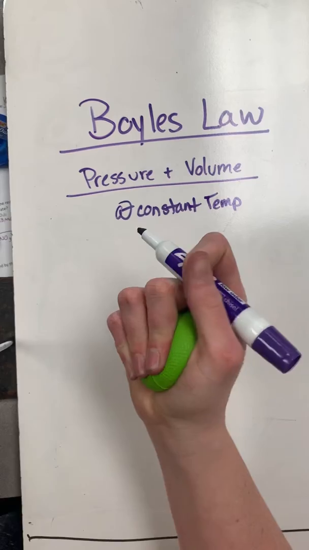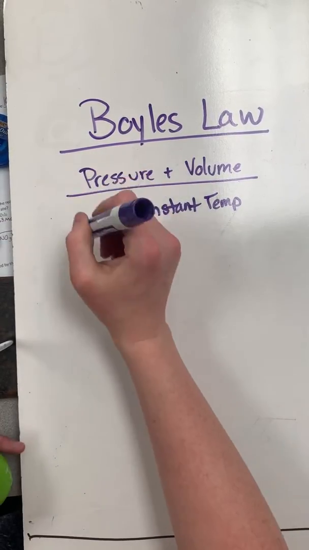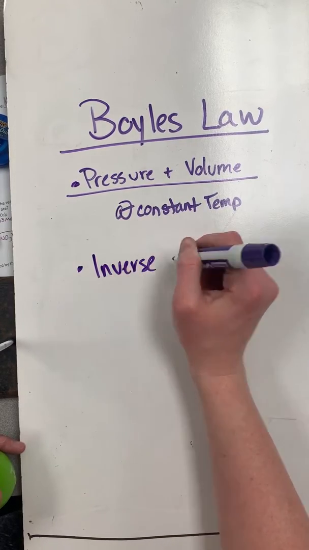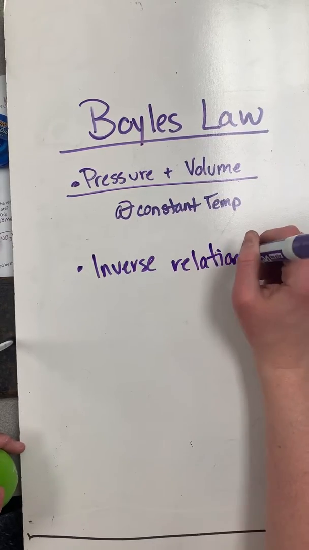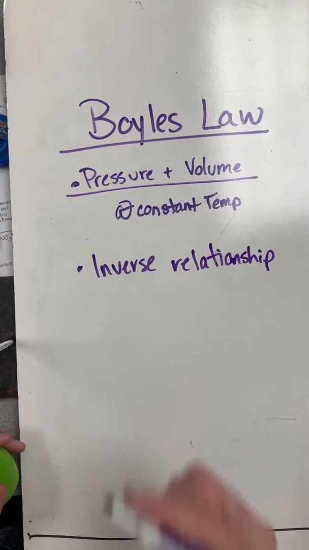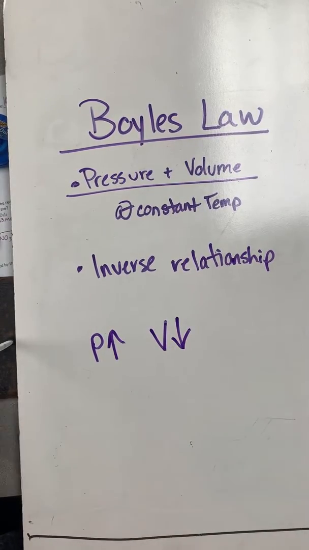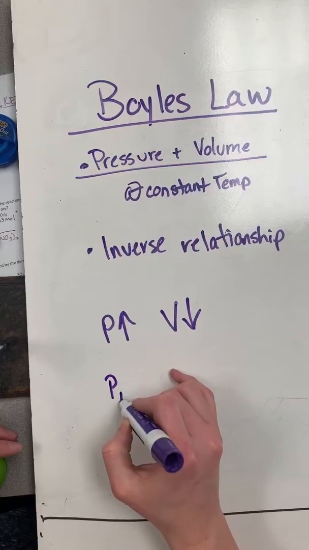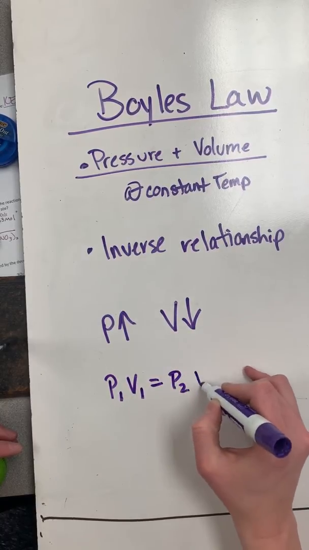So high pressure, low volume. Low pressure, high volume. What type of relationship are pressure and volume here? They have an inverse relationship, right? So as pressure increases, volume decreases, and vice versa. How can we mathematically represent that idea? Well, pressure 1 times volume 1 equals pressure 2 times volume 2.